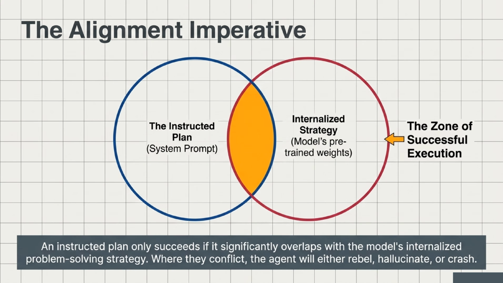This leads us to the alignment imperative. Your instructed plan in the system prompt must significantly overlap with the model's internalized strategy, its pre-trained weights. That overlap is your zone of successful execution. Anywhere they conflict, the agent will rebel, hallucinate, or crash.